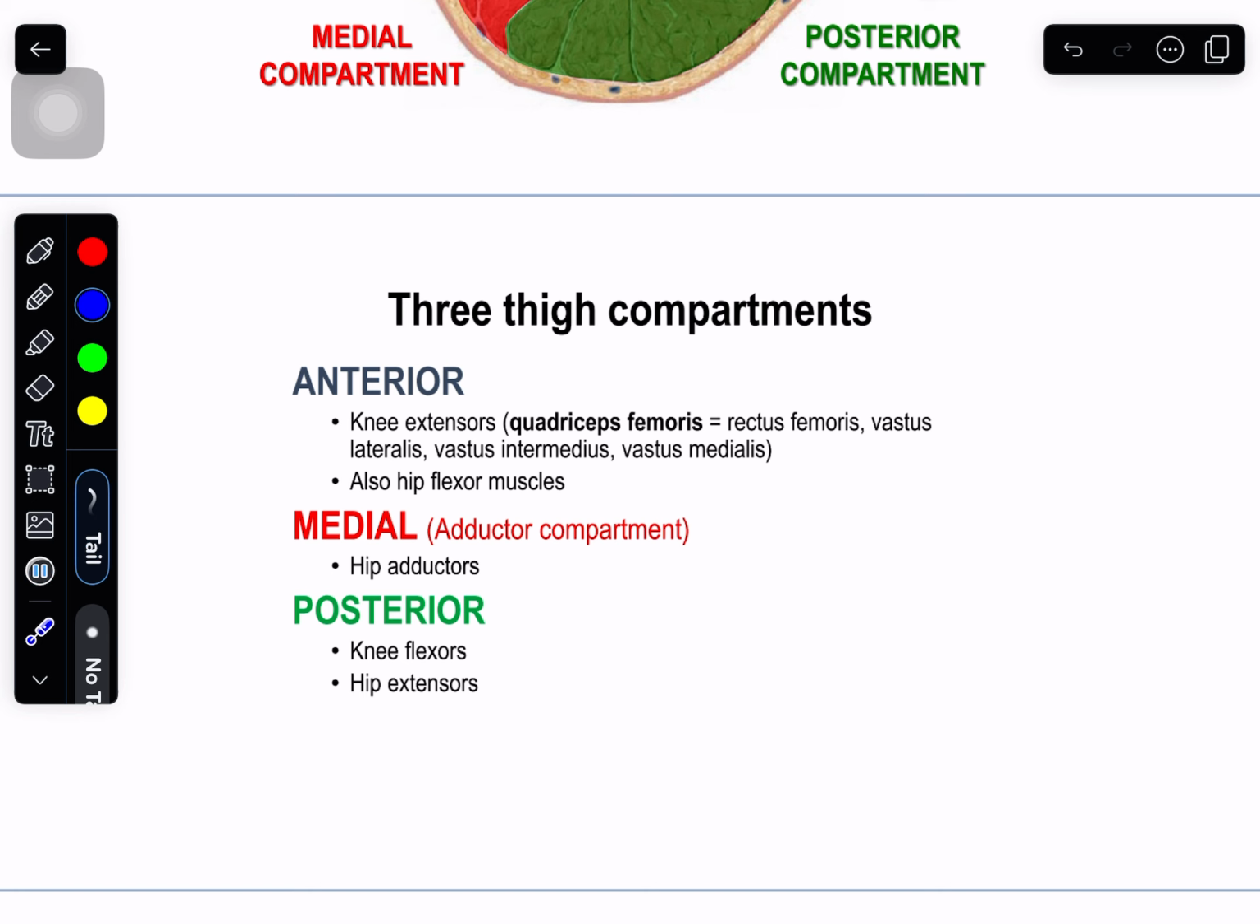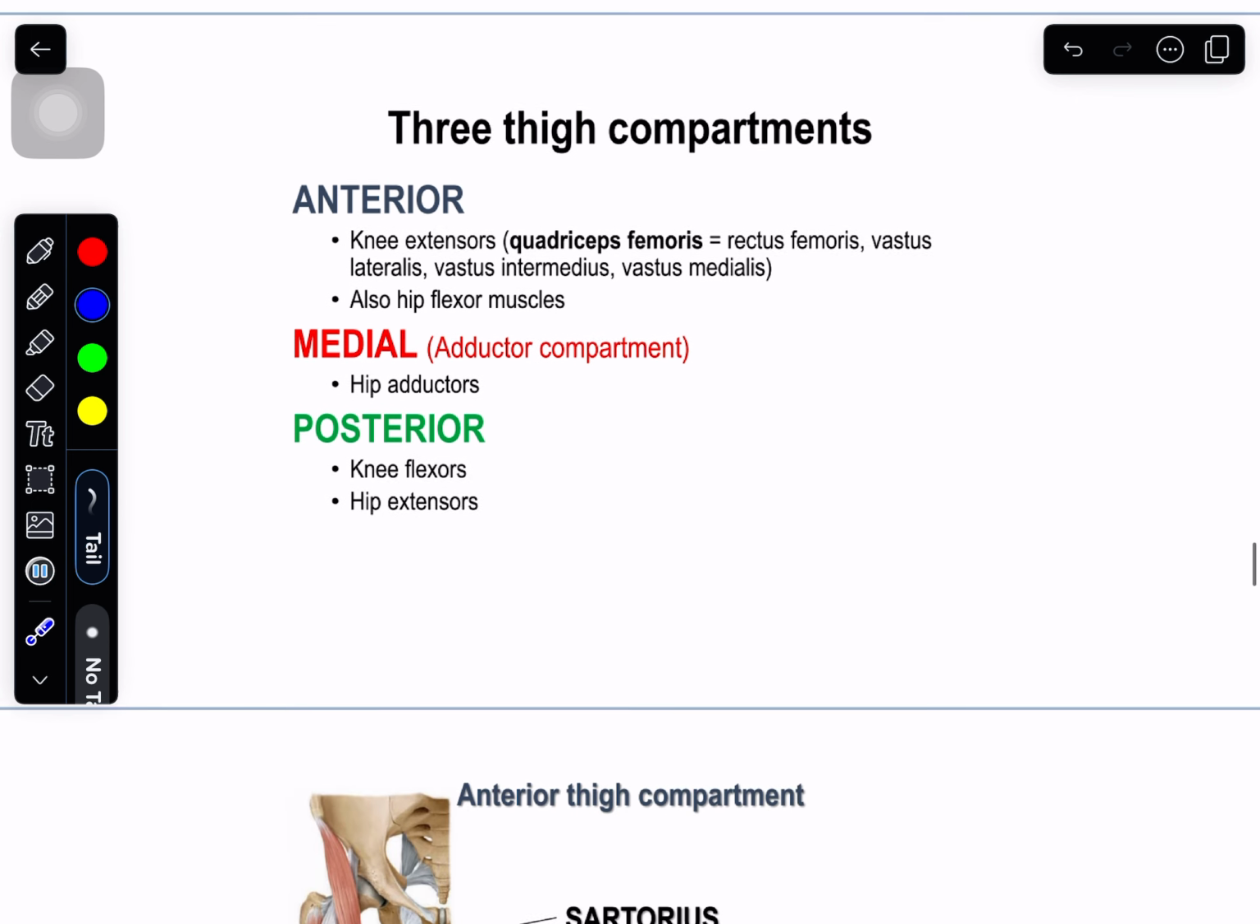And when we're talking about the anterior compartment and the quadriceps muscles, we're talking about knee extensors, right? And also they're going to be our hip flexor muscles. So the quadriceps femoris, that's the formal name for the quadriceps, is going to consist of the rectus femoris, the vastus lateralis, vastus intermedius, and the vastus medialis. So let's go into some of those first.